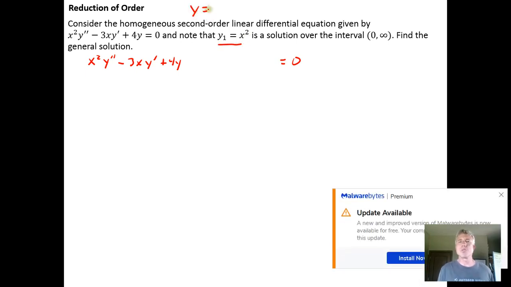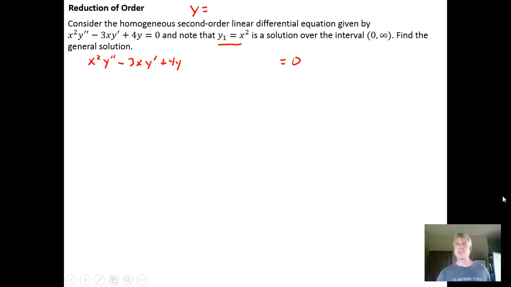The general solution is going to look like c sub 1 x squared plus c sub 2, and then we need another function that is a solution that's linearly independent with x squared. So because we have a second order equation, the basis for our solution space is going to have two vectors or two functions in it, and they need to be linearly independent. And what we're looking for is the second solution.